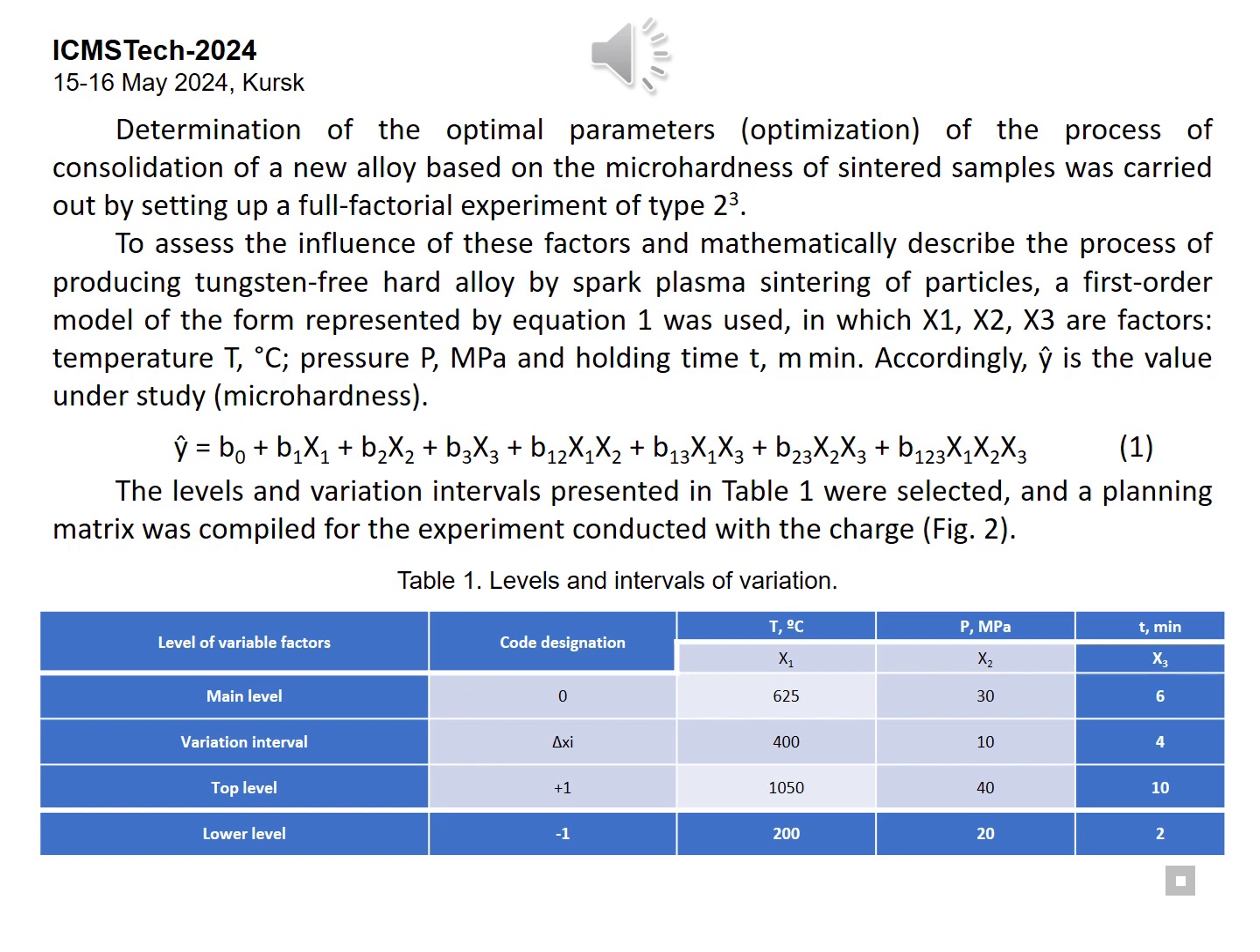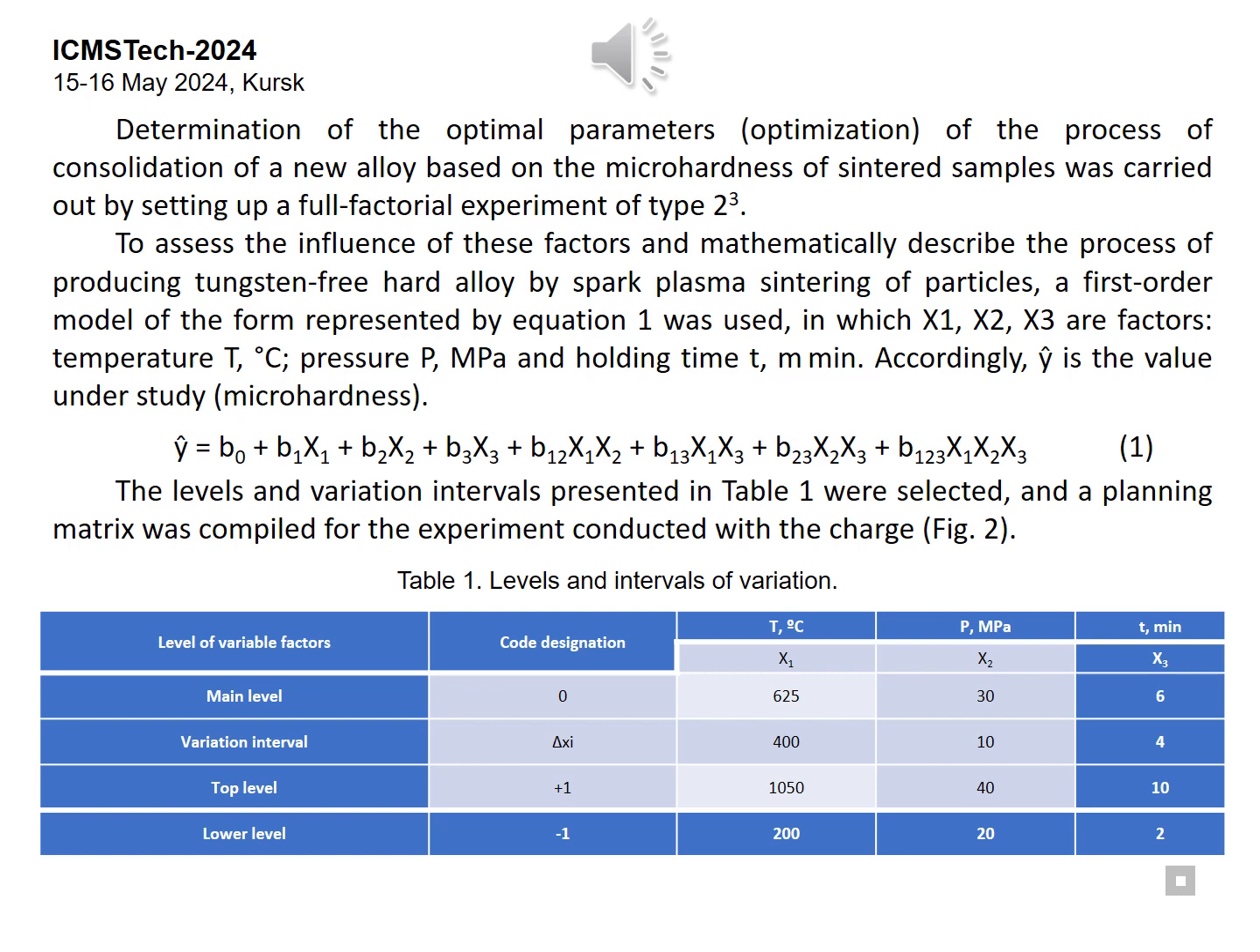Optimization of the process of consolidation of a new alloy based on the micro-hardness of sintered samples was carried out by setting up a full factorial experiment of type 2^3. To assess the influence of these factors and mathematically describe the process of producing tungsten-free hard alloy by spark plasma sintering of particles, a first-order model of the form represented by equation 1 was used, in which x1, x2, x3 are factors: temperature, pressure, and holding time. Accordingly, G is the value of steady micro-hardness.